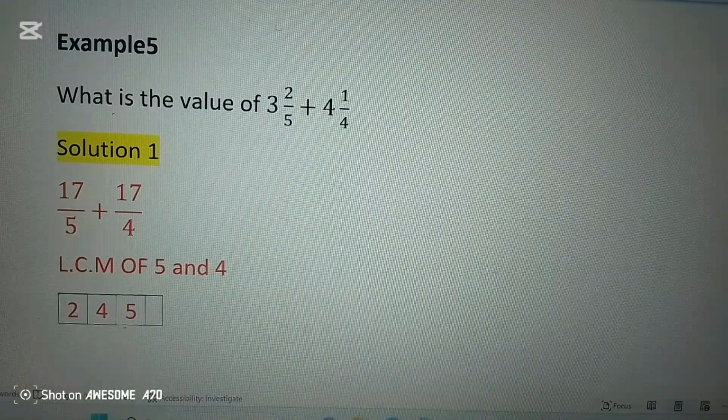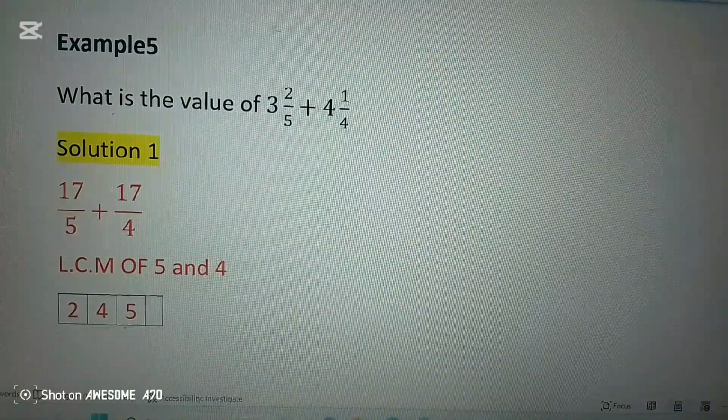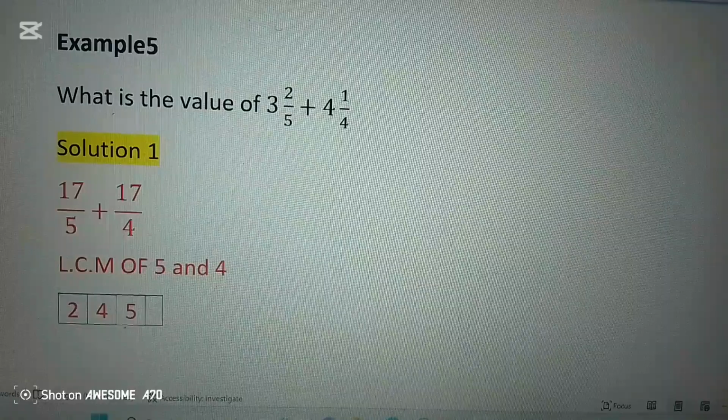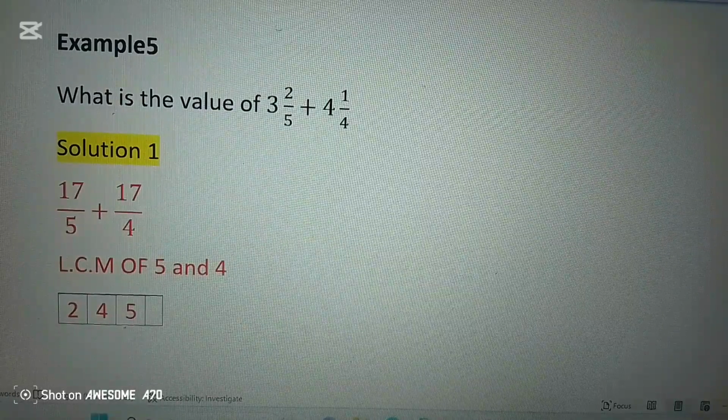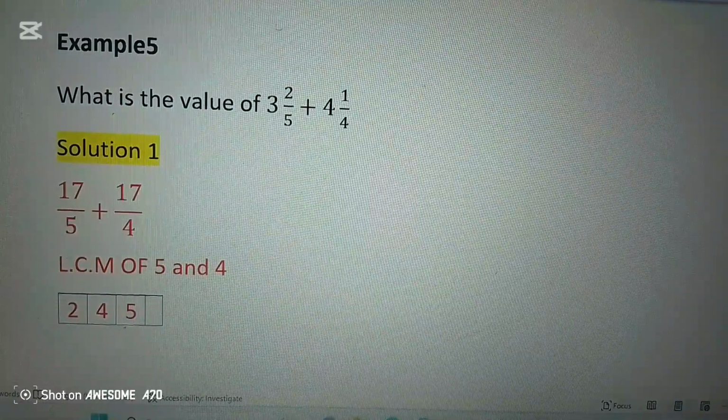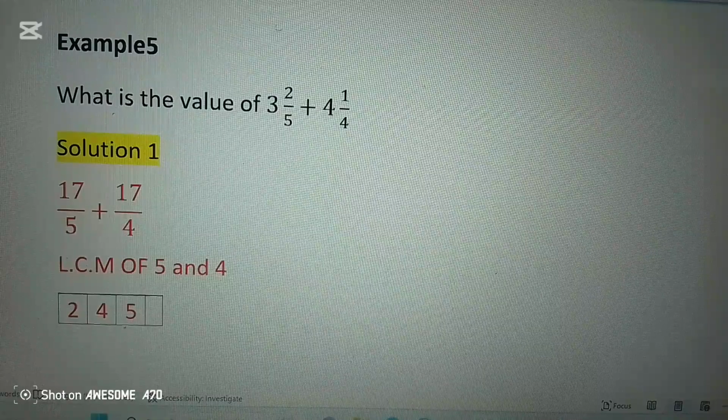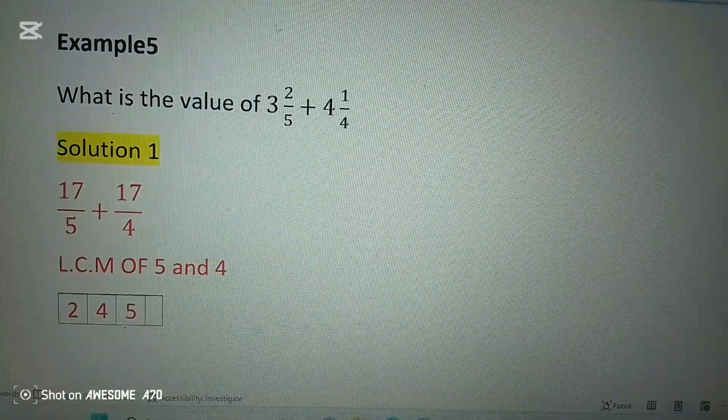It's very easy. Just taking 3 plus 4, you get your answer. 1 over 4 plus 2 over 5, you get your answer, then combine your answers. Or let's look at the first one.